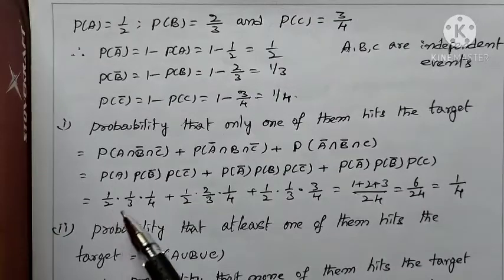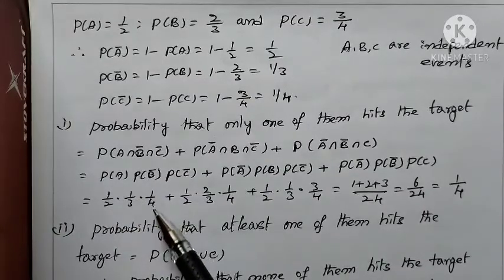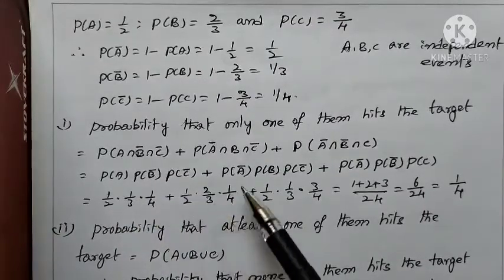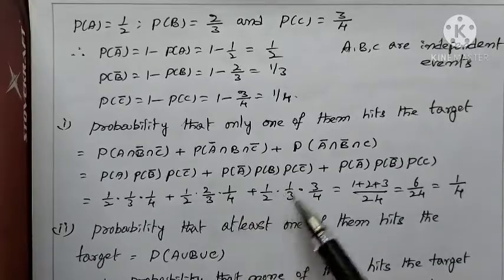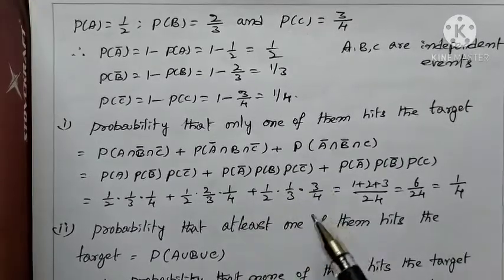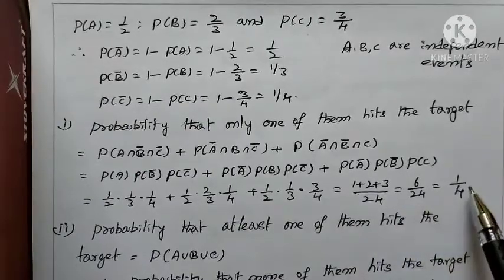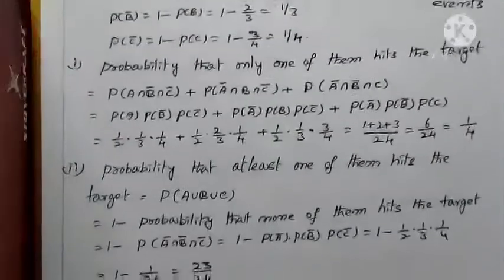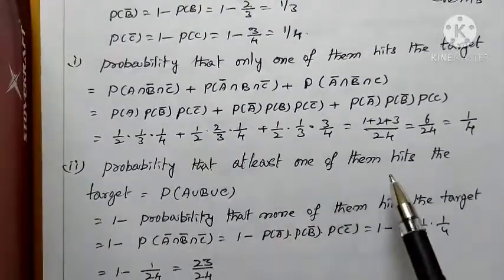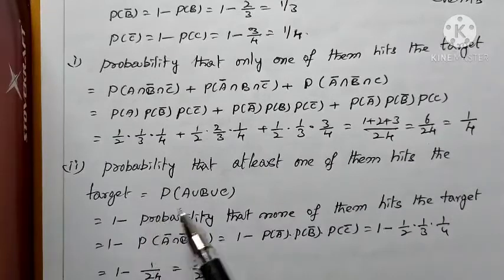We will get 1/2 into 1/3 into 3/4... if you simplify it, this is equal to 6/24, that is equal to 1/4. Next, the second one: probability that at least one of them hits the target.